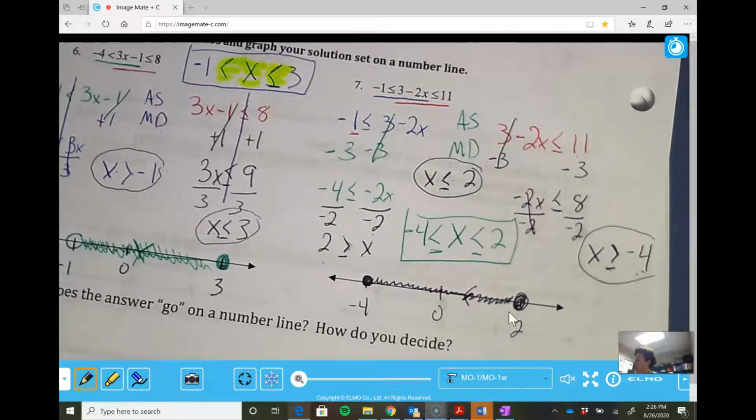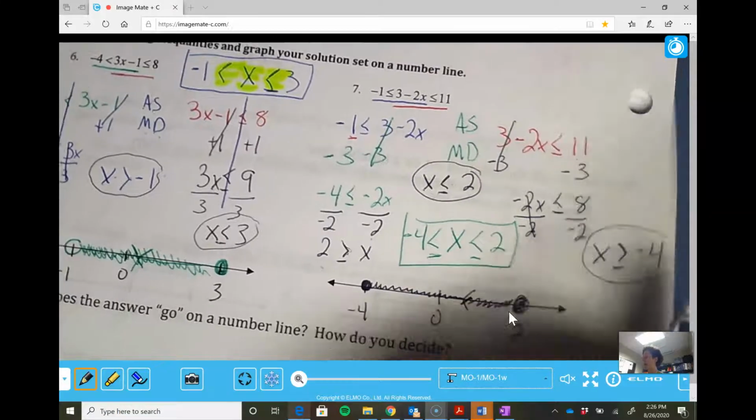All right, so where does the answer go on the number line? How do you decide? You want to try again to put your 0, kind of your placeholder, and try to space things. You don't need to make a bunch of little tick marks and evenly space things, all right? And then just remember, when you divide by a negative, you got to flip that sign around.